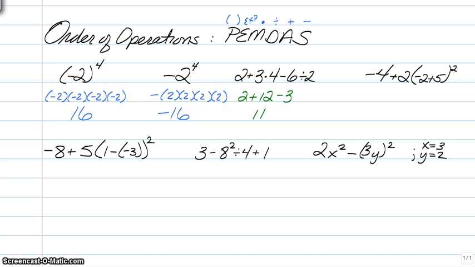Fourth example. The first thing we've got to work with is our parentheses. So we have -4 plus 2 times (-2 plus 5) is 3 squared. We know that 3 squared is 9. So we have -4 plus 2 times 9, which is -4 plus 18, which we could say is 14.